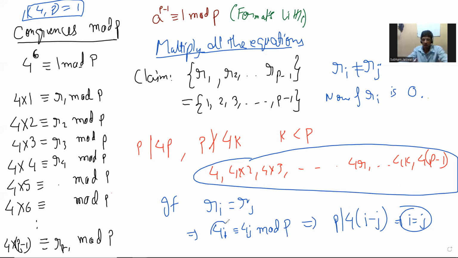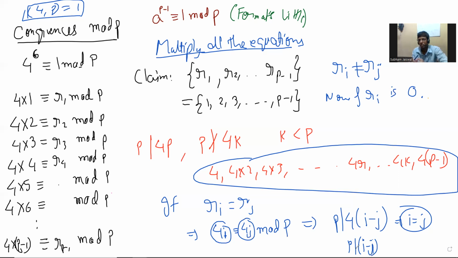So if you assume that two of them are same, then what happens? Then it means that there is a 4i and 4j, which leaves the same remainder when divided by p, right? But what does that mean? It means that p divides 4 times (i minus j), right? But that means that i equals j. Yeah, because obviously p will not divide 4 because p is a prime. Okay, I mean, I should say that p is a prime bigger than 4. Okay, yes, that has to be said. That we are assuming, we had said that a is less than p.